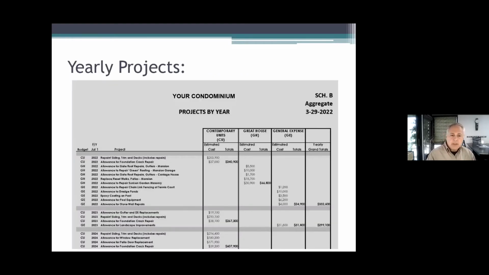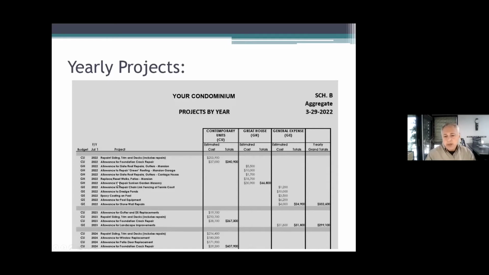This is from a recently completed, complicated reserve study. It happened to have multiple separate budgets. Those are the columns that are located here. Most condominiums will have one consolidated budget. But this is an example of what I think a reserve study should have, as one of the most valuable tools in it, which is projects by year.